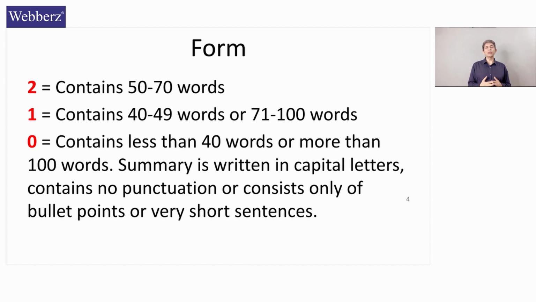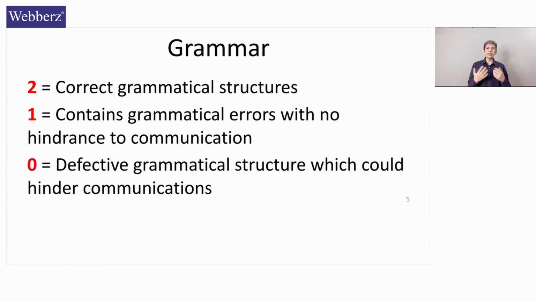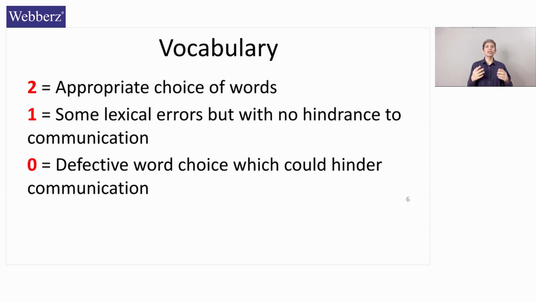Alternatively, in case you write in capitals and your writing does not contain any punctuation mark, or it consists of extremely small fragmented sentences, you end up getting a 0. What is grammar? If all these structures are correct, then you get 2. In case there are some inaccuracies in grammatical structures, you get 1. And if there is huge amount of defect in the grammar, you get a 0.